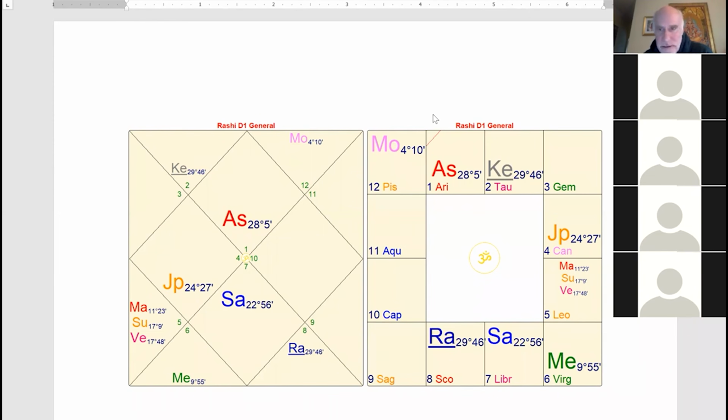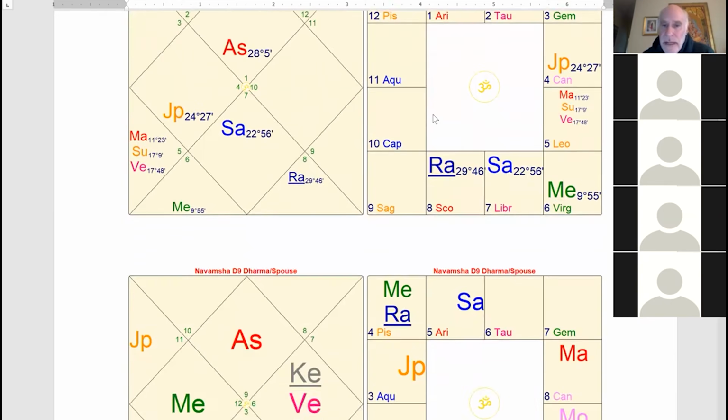What combination in a chart do you see that would suggest that it would be her karma, her destiny to live abroad, settle abroad? 4-12 exchange. Everyone should see that there's a 4-12 exchange here. So she graduated undergraduate in India and then did her medical degree in India, but then came to the US to do her residency and then just stayed here and has lived in the US ever since. What's interesting about this Mercury is what happens in Navamsha.